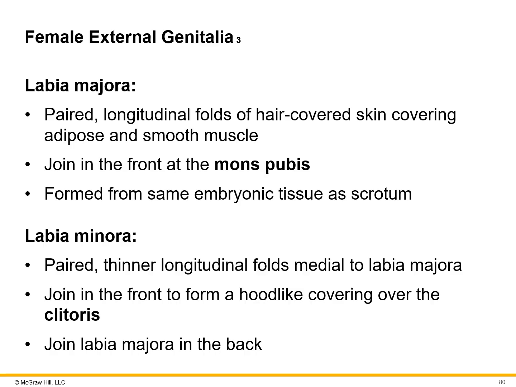All right, the labia majora, that is the hair-covered skin folds that cover the adipose, which is that fat tissue, and that smooth muscle. That joins in the front at the mons pubis, and that is formed from the same embryonic tissue as the scrotum for males. Then you've got your labia minora, and that is the thinner longitudinal folds that are medial to the labia majora. They join in the front to form what looks like a hood-like covering over the clitoris, and then join the labia majora in the back. If you go back to that slide before, you can see exactly what I'm talking about.